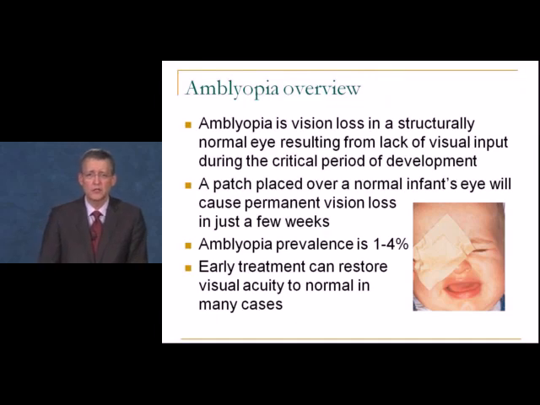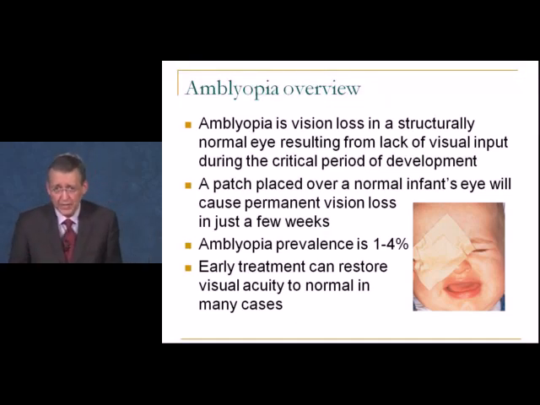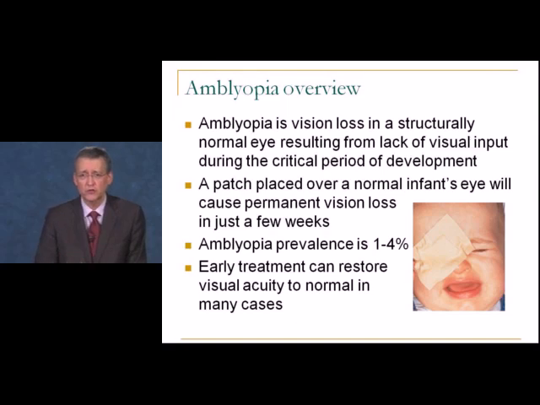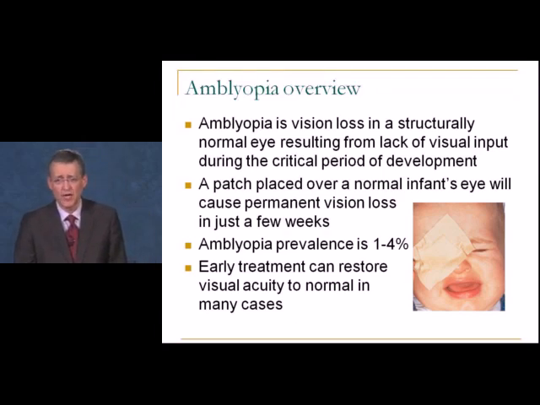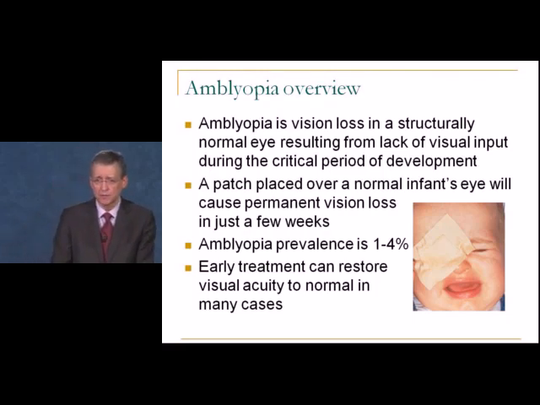So let's talk about then what we need to think about as we approach this patient. Amblyopia, as you may have sensed by now, is vision loss in a structurally normal eye, resulting from a lack of visual input. That is to say, if we take a brand normal newborn baby, structurally normal eyes, and if I put an eye patch over one eye and leave it there for 4 months, when I take that patch off, that eye is going to be blind. And it was a normal eye. Even in a few weeks, you're going to lose vision, really.